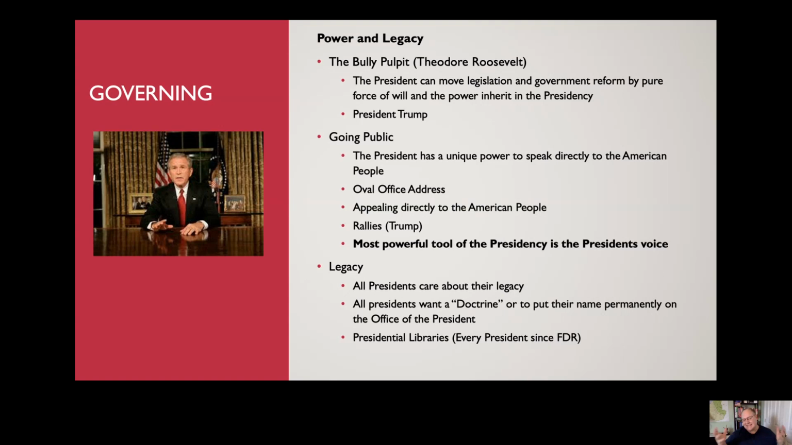Lastly, I want to touch on legacy. It's something that all presidents are going to be thinking about. This is an incredibly important position, and you make history just by getting there. And so all presidents want to do big things in some way that leaves a legacy for them, to have some doctrine attached to their name, or have something that they're largely remembered for. So that's something that presidents are always thinking about when they're governing. What's going to be their legacy?